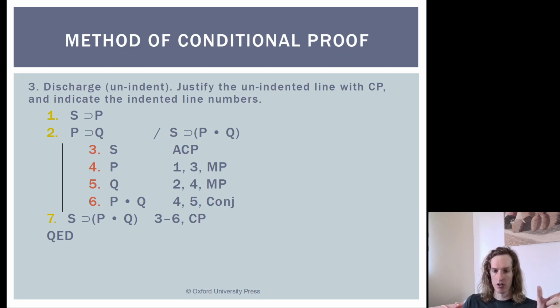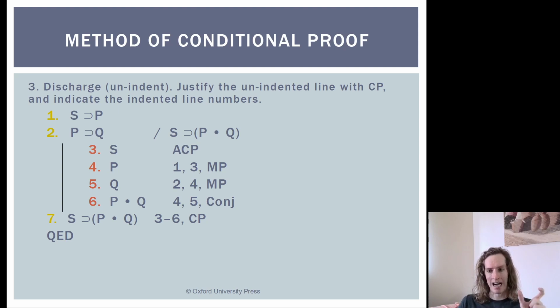When you discharge a conditional proof, the result that you're going to get here on line 7 is going to be a conditional statement. The antecedent of that conditional statement is the first line of the conditional proof. It's whatever we assumed. And the consequent is going to be the last line. Presumably, we're working towards getting the consequent that we're looking for. And so we're trying to show that if there were an S, then there would be a P and a Q, given the premises that we have to work with. So here we discharge if S, then P and Q.